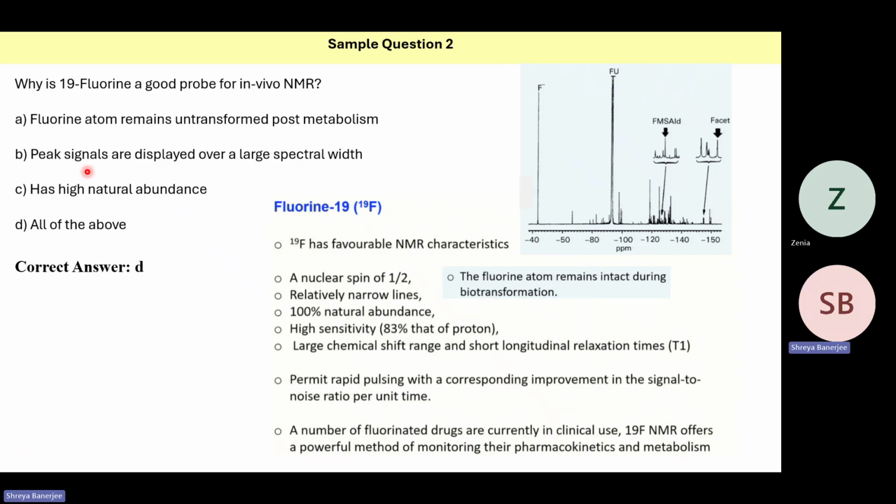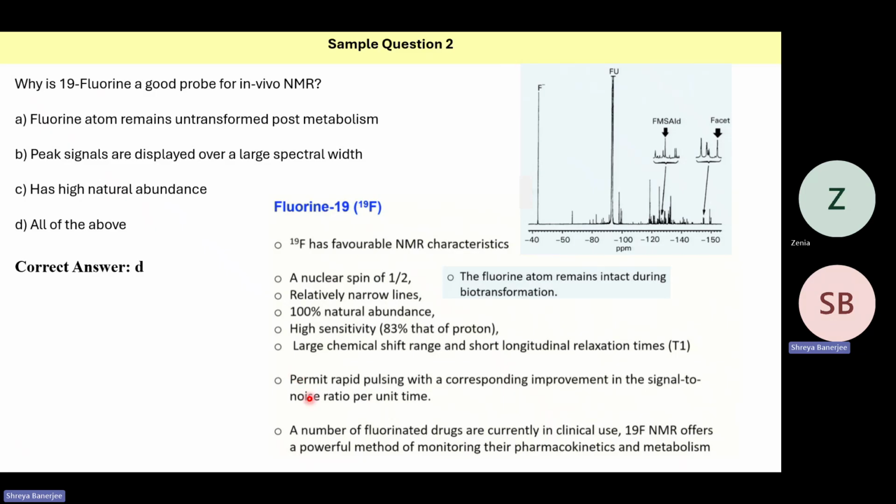Peak signals have a large spectral width. We have already seen that large chemical shift range. So signal overlap is minimized. That is also a positive. It has high natural abundance, 100% natural abundance. So even a small sample is enough for a high intensity signal. So all these are positive points.